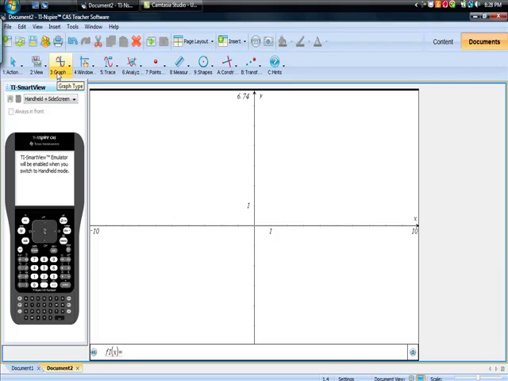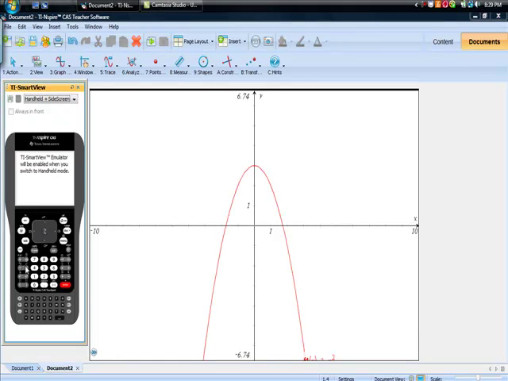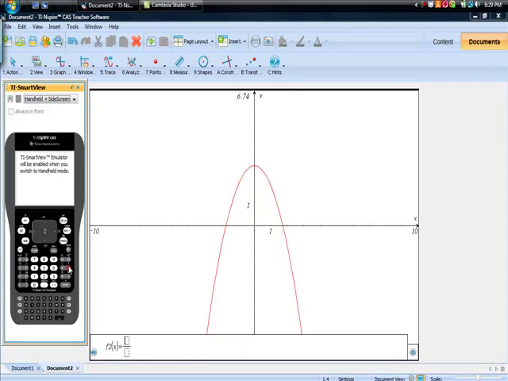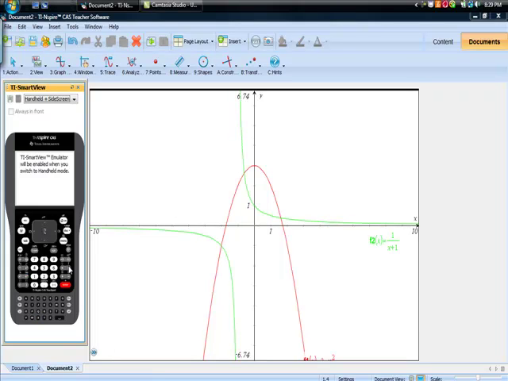The first function was just 3 minus x squared, wasn't it? And it looks like that. The second curve, if you remember on your calculator, is control division, 1 over x plus 1. Okay, so it has to be enclosed.